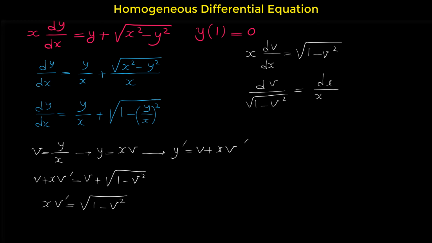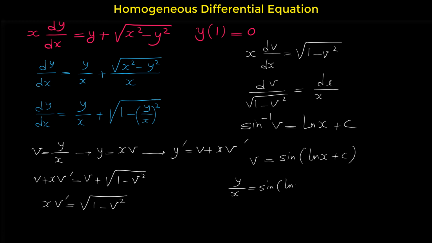If you remember from the integral formula, integral of dx in general over square root of 1 minus x² is sine inverse of x. So this integral is sine inverse of v. Sine inverse of v equals ln of x plus c, again here I suppose x to be positive. And now, if you like, you can get rid of this sine inverse by taking sine from both sides. So v equals sine of ln of x plus c. And don't forget, v was y over x. So y over x equals sine of ln of x plus c. Finally, y is x times sine of ln of x plus c.